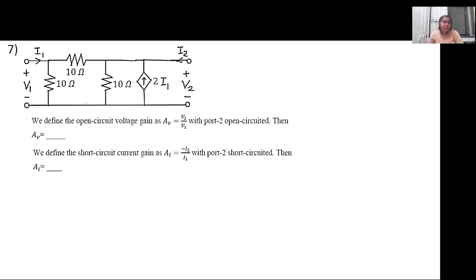So for this question, a two-port network, here the two-port is this part of the network inside the box. So it is a two-port network in which there are combinations of resistance and a current source inside the network. What you have to find out is the voltage gain V2 by V1 when port 2 is open circuited. So port 2 is open circuited means what?